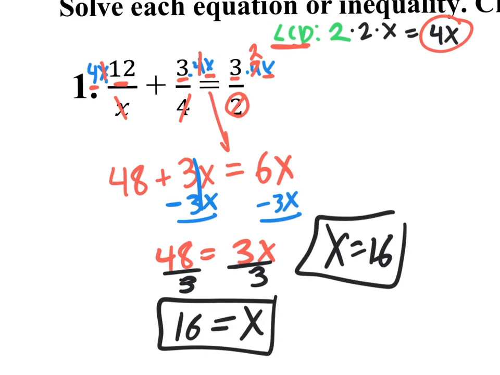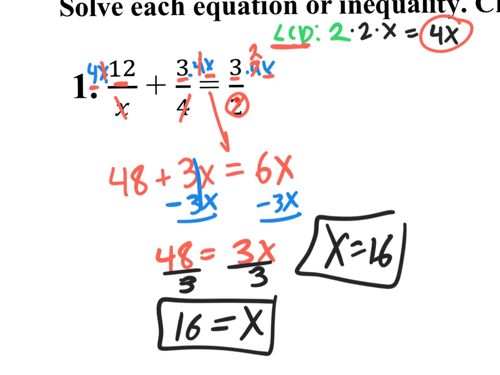Could this have been done differently? Absolutely. Let's say you don't like thinking of the LCD. You don't like factoring, thinking of the LCD. Then go ahead and just multiply by one denominator at a time. You could have multiplied just by x, and that would cancel out, and you'd have a 12 left over. But you'd have to multiply this by x, so you'd end up with a new fraction, 3x over 4.